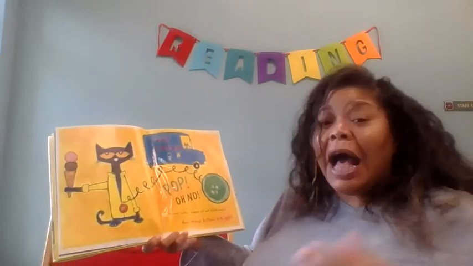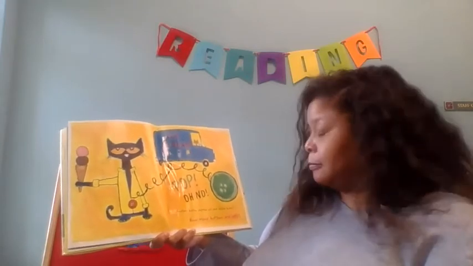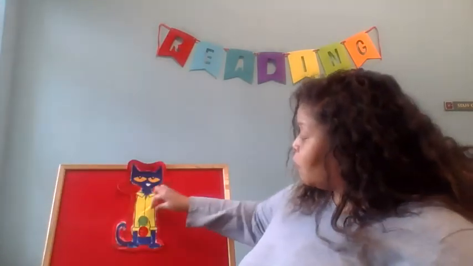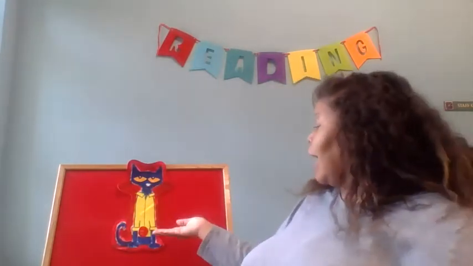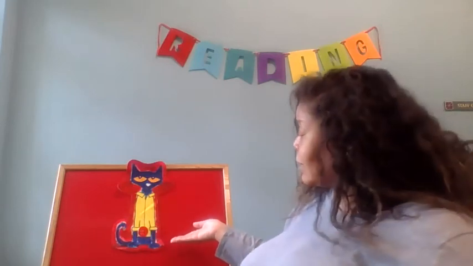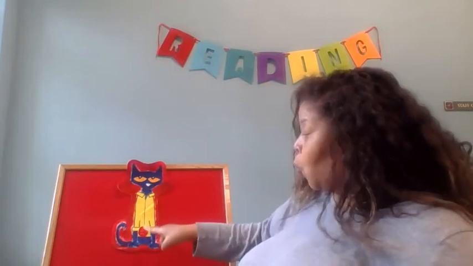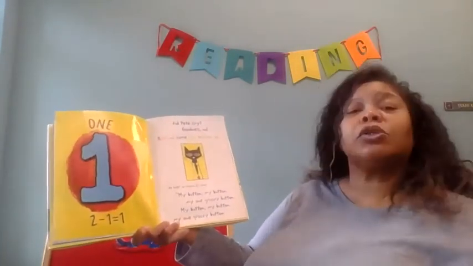Pop! Oh no! Another button popped off and rolled away. How many buttons are left? Well, if one button popped off and rolled away, how many buttons does Pete have on his shirt now? Let's see. Let's count them. 1 button. 2 minus 1 equals 1.